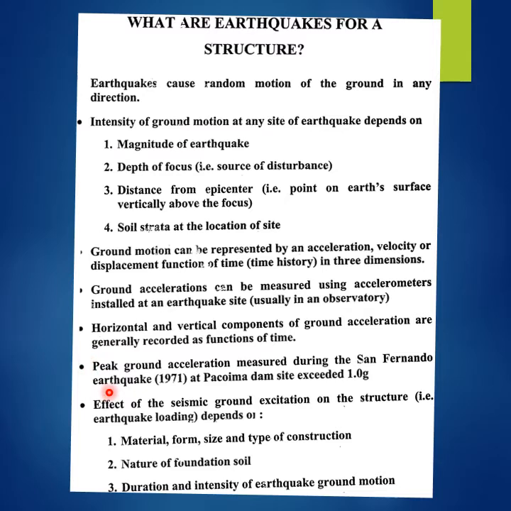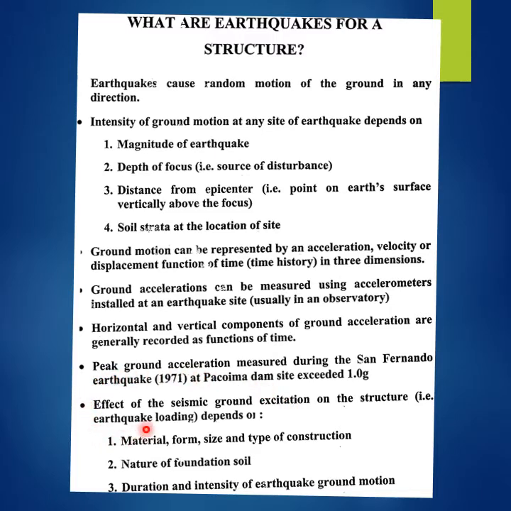Now, just for an idea or a sense of the magnitudes of the ground accelerations that can be induced by an earthquake at a building site, the peak ground acceleration, also commonly abbreviated as PGA, measured during the San Fernando earthquake of 1971 at the Pacoima Dam site, exceeded 1 G, which is quite a significantly large magnitude, that is 9.8 meters per second square.